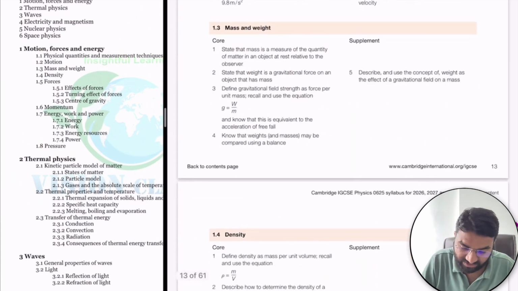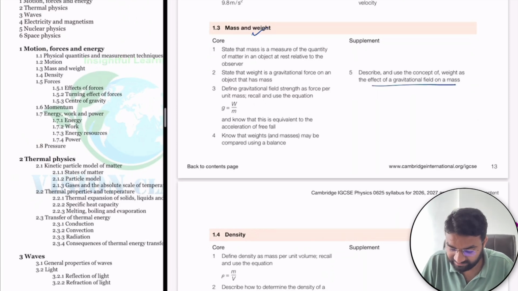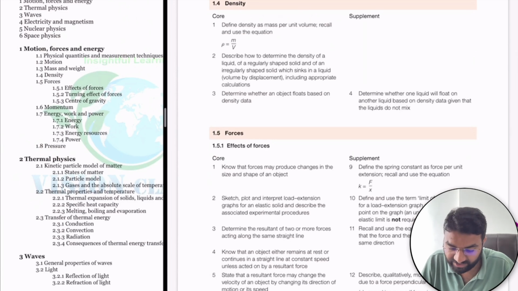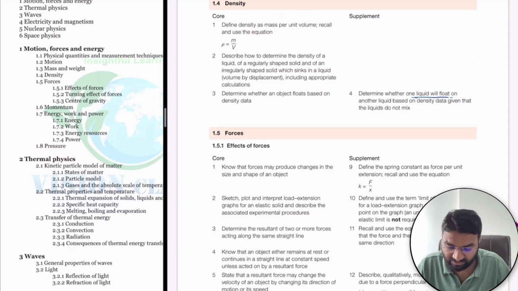Then third one, mass and weight problems, and their differences. Then examples relating to mass and weight are there for extended students. Then next, the density concept: rho is equal to m by v. Extended students have to understand whether one liquid will float on another liquid based on density, understanding the concept relating to the density of a liquid.